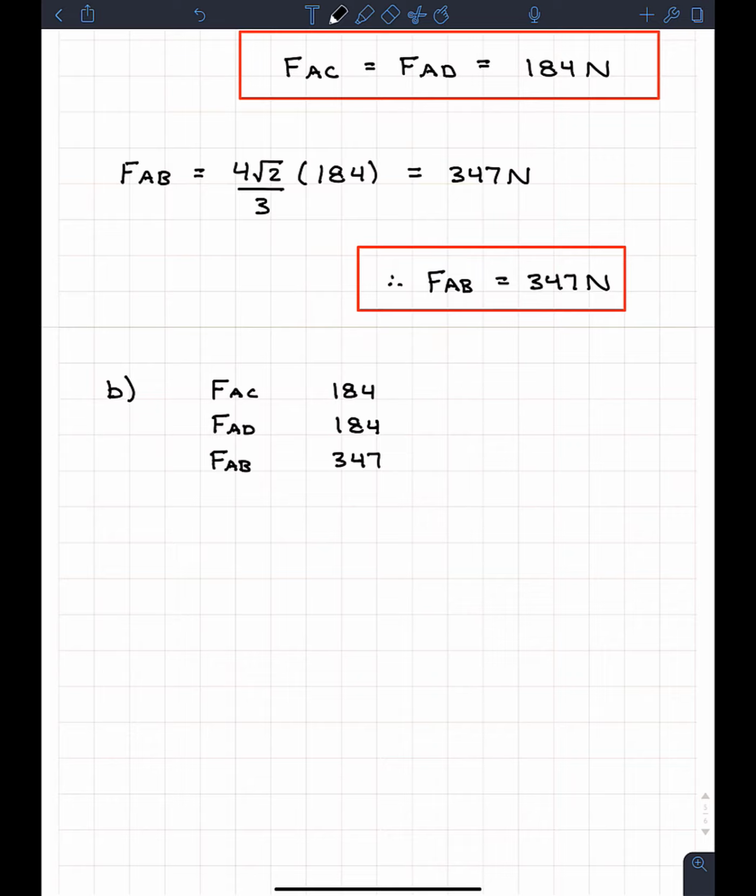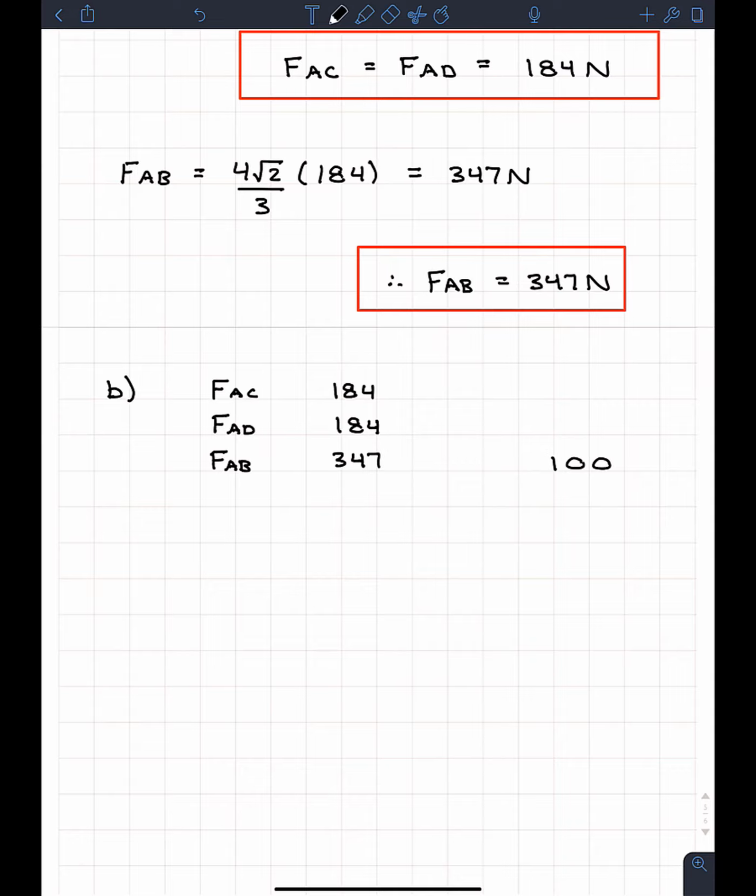Well, the first thing you're going to have to do is identify which one's the critical one. Which one will have the most force on it? Which one breaks first? And if you look, it's obviously going to be FAB, because the force in FAB is a lot higher than those in FAC and FAD. So I'm going to say, okay, that's my critical one. And then what do I want that to be? Well, I know that the question says we want a maximum of 100.